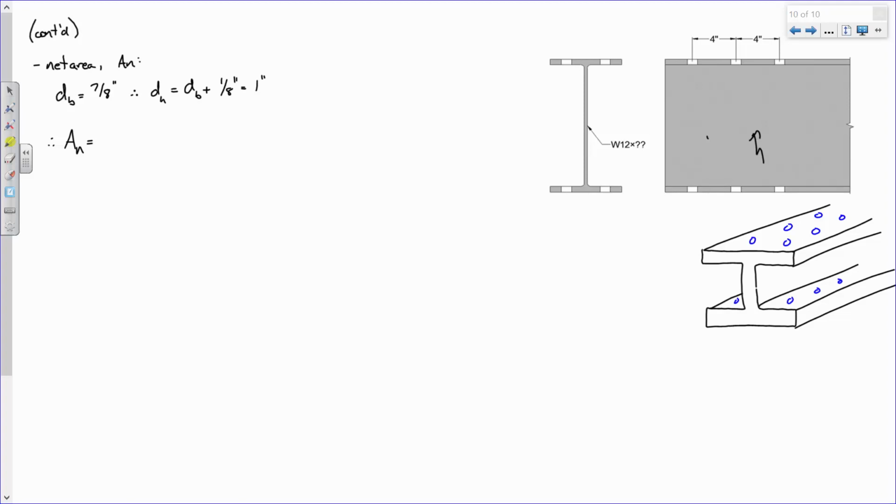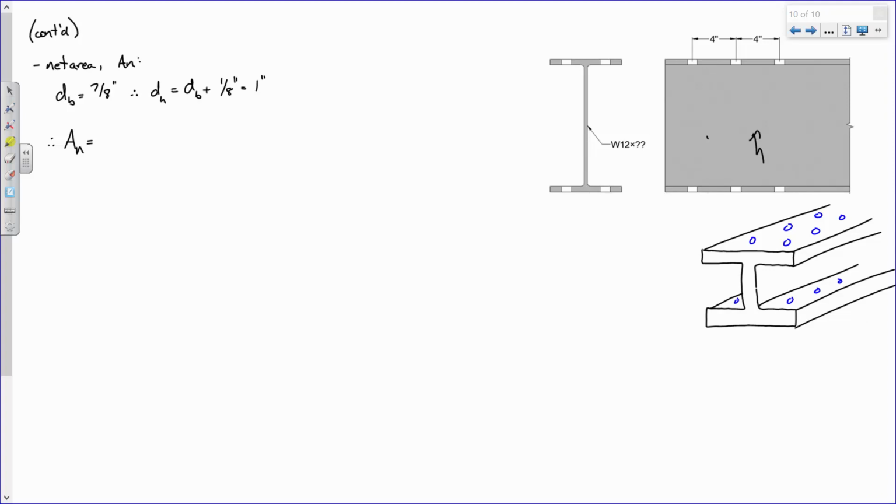We may not finish this example today, but that's fine. We're going to chug along as much as we can. Now, net area. Let's go back to this. Tell me what to do. Take the gross area and then subtract the number of bolt holes times the hole diameter times the flange thickness. How many holes am I subtracting? 4, exactly. Samurai sword or lightsaber through the section. 1, 2, 3, 4. Boom.